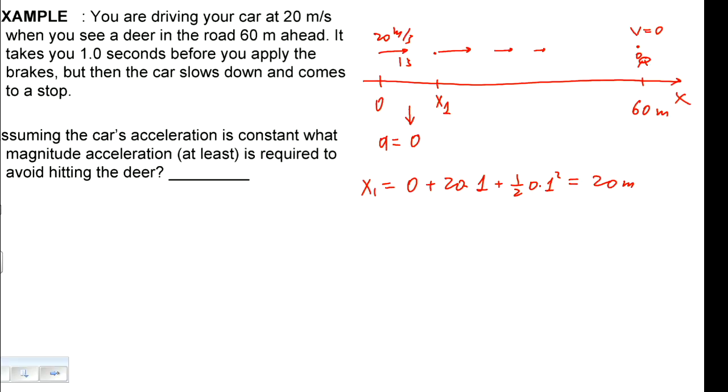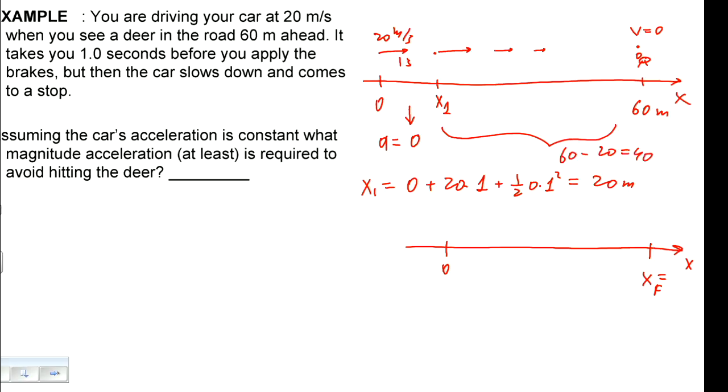Well, what I like doing, I say, I solved this problem. Now I want to solve a different problem. In this different problem, my origin is here. My final location is here. And what should I write for my new final location with my new origin? This distance should be equal to 60 minus 20, which is 40.